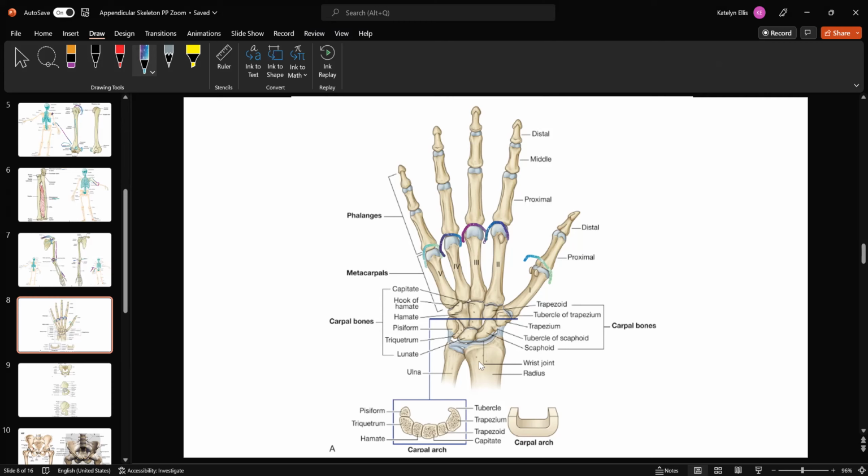And of course, this is your radius. Remember, it's by your thumb, so it's your radius. This is your ulna. The one that is sort of in between the scaphoid and the next one over, your ulna, this little medial one here, is called your lunate.